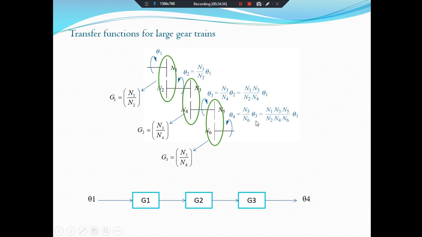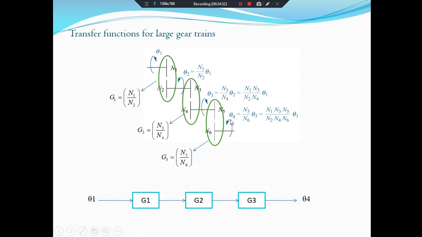And what will be theta 3? theta 3 का क्या? theta 3 का destination क्या है? n3 है, source क्या है? n4 है, into theta 2 है। और थीटा 2 की वैल्यू क्या थी, n1 by n2. We will put the value of theta 2 and it will become theta 3 is equal to n1 n3 by n2 n4 times theta 1. And now what will be the value of theta 4?